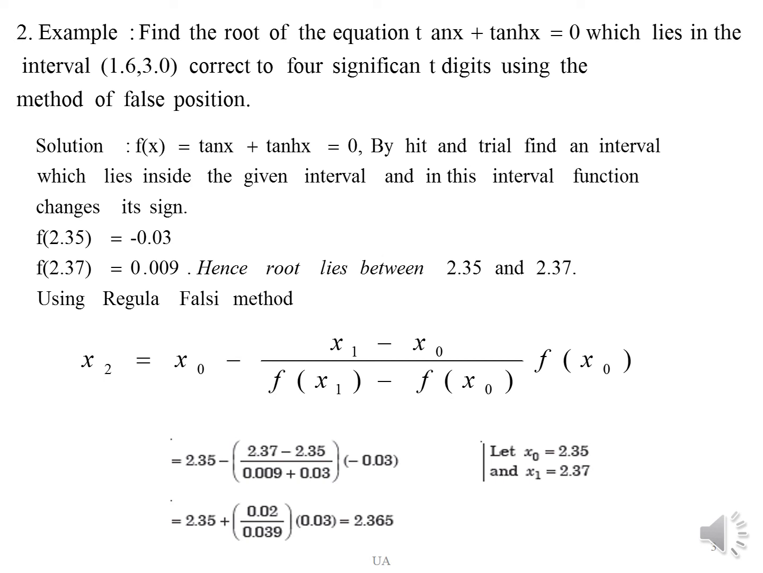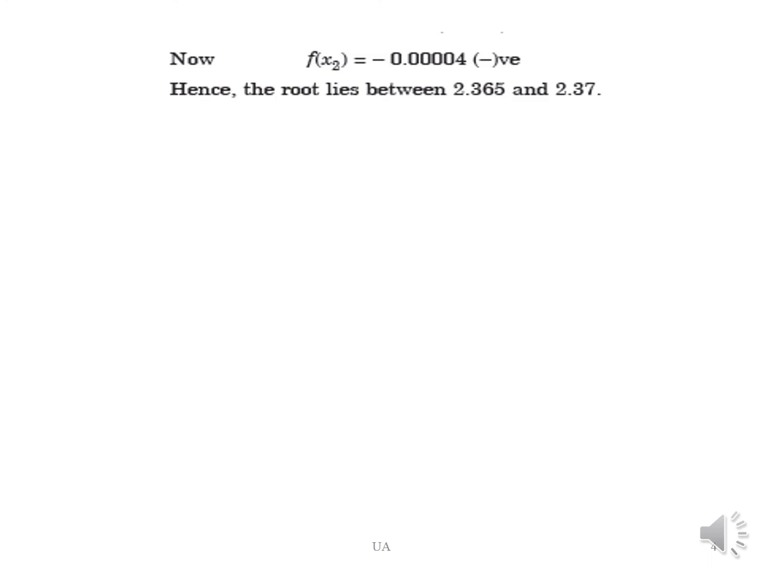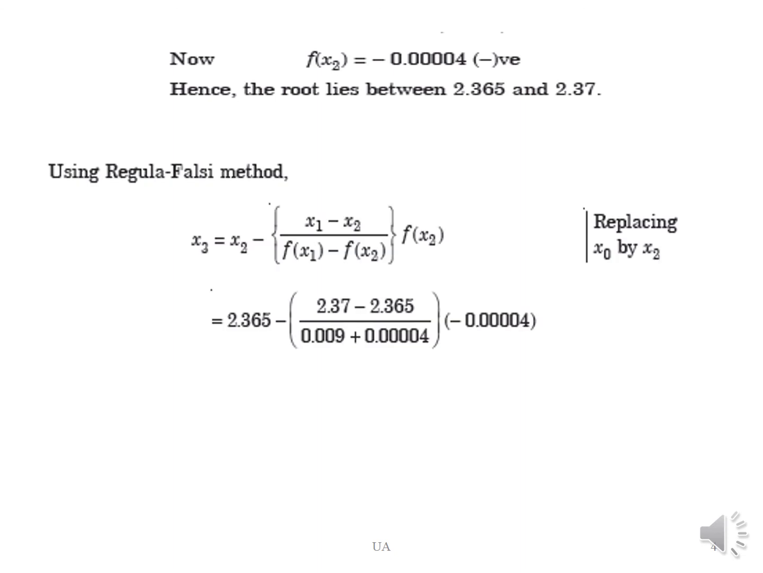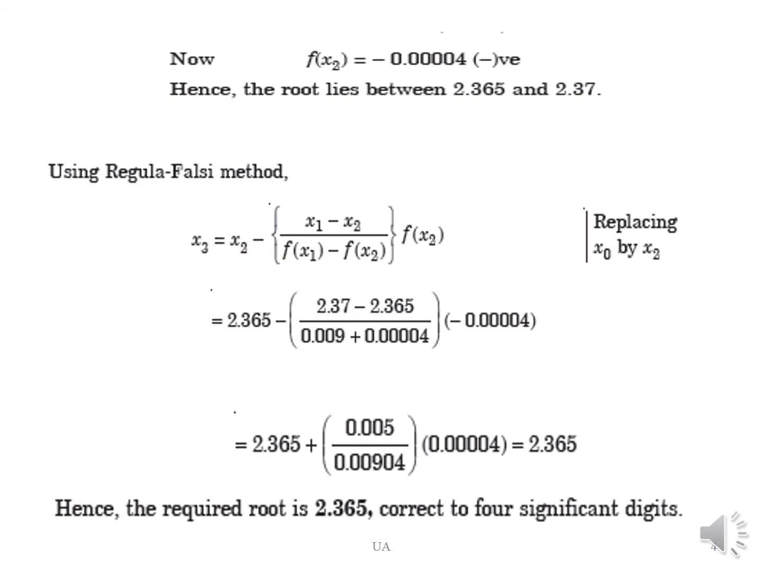Now we check the function value at this point, and this comes negative. It means our root now lies between 2.365 and 2.37. This is the new interval, and we apply the Regula-Falsi method again to get the new approximated root, that is x3. Now x0 has been replaced by x2, x1 is the same, and we substitute all the values again and see that the value of x3 is 2.365. So we can stop here because our root is correct up to 4 decimal places.